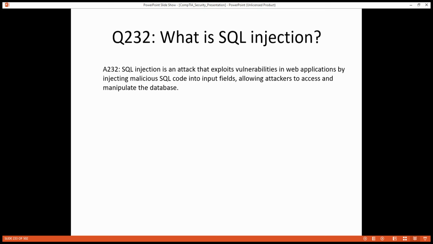Q232. What is SQL injection? A232. SQL injection is an attack that exploits vulnerabilities in web applications by injecting malicious SQL code into input fields, allowing attackers to access and manipulate the database.